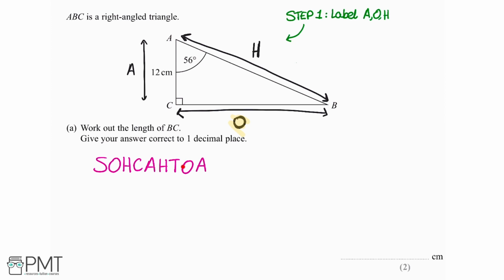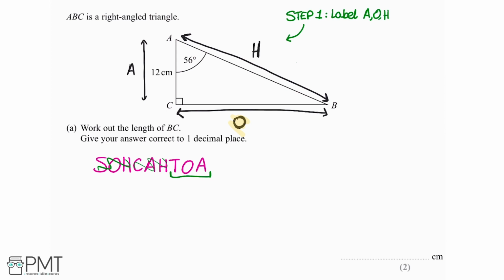So we know it's got to include an O, so we can ignore this part here. So it's either going to be sine or tan. We need to look at what information we have. We have information about the adjacent, but not the hypotenuse. So we can't go with sine, because that would have two unknowns, the opposite and the hypotenuse. So we're going to have to go for tan.